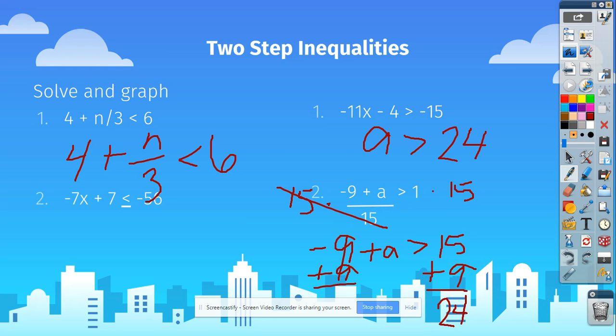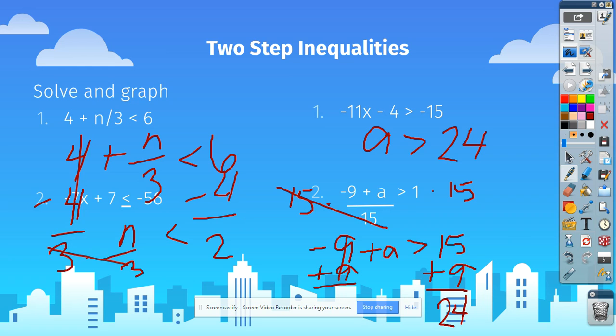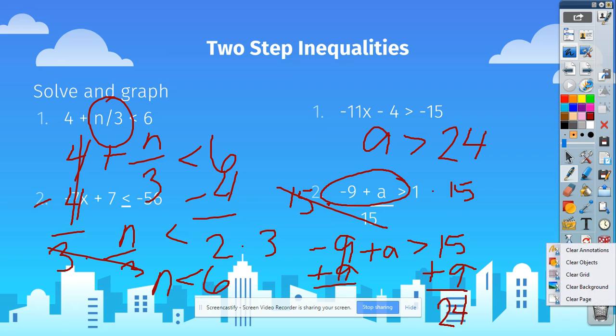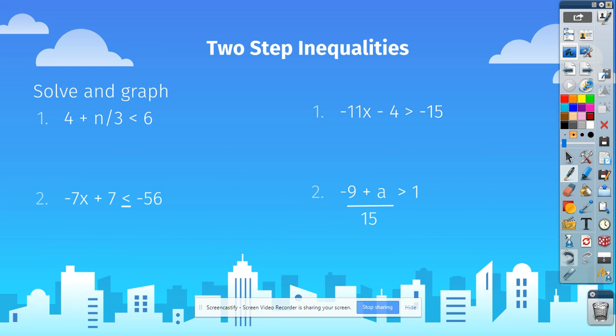Therefore, I can go ahead and say, hey, I'm going to subtract 4, and then I'm going to say times 3 times 3. That's going to be n is less than 6. So these two problems are different because in problem number 1, the n is being divided by the 3. In problem 2 over here, negative 9 plus a is all being divided by the 15. So those are two different problems. So if you need to go back and rewatch that, please do so.